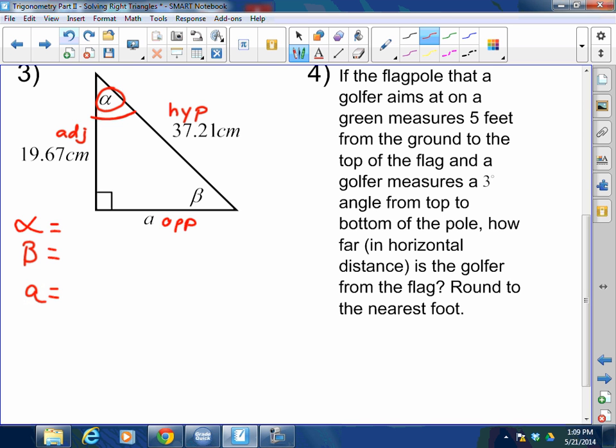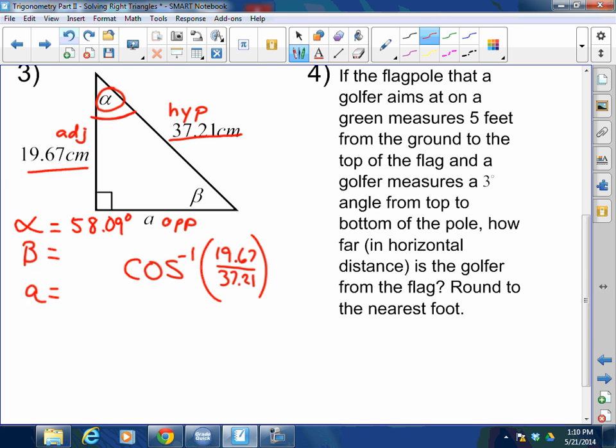Okay, who uses adjacent over hypotenuse? So if I want to find the theta, I go inverse cosine of adjacent over hypotenuse. See why we learn how to find the angle? You have the value of cosine right there. What theta gives me that value? Where on the graph is this point that gives me the value of 19.67 divided by 37.21? So you go inverse cosine of 19.67 divided by 37.21. Thank you.